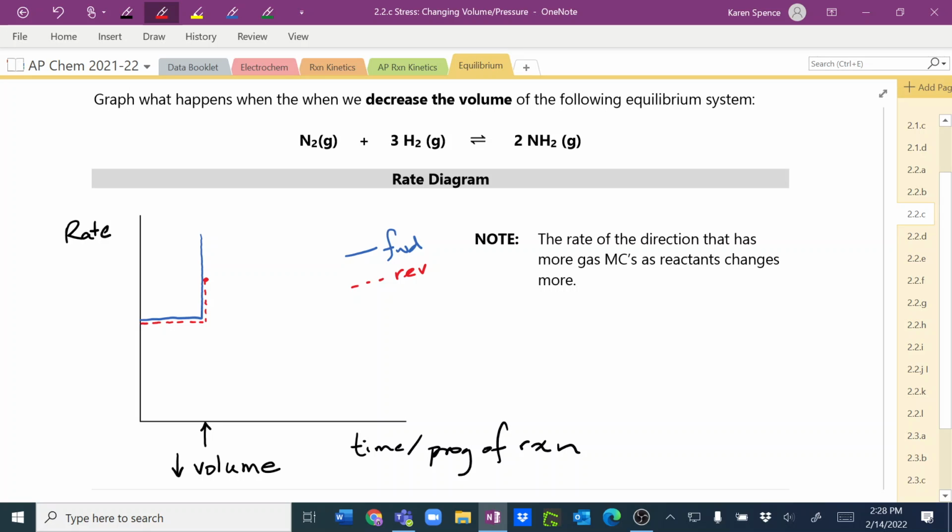What do the rates do now? Forward rate decreases. What shape? A curve, an S curve? No, not an S curve, okay? And what does our reverse rate do?